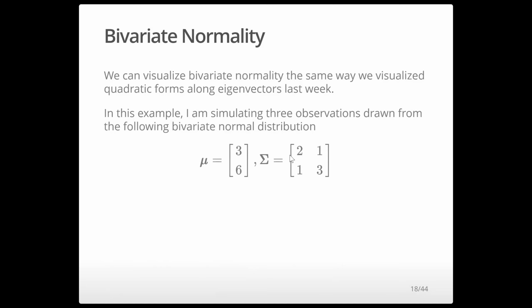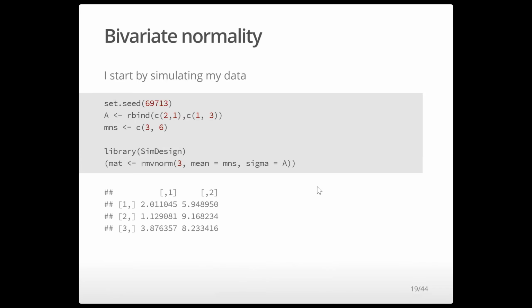And so we can visualize the bivariate normal density, or the bivariate normal distribution, the same way we visualized quadratic forms using eigenvectors last week. I'm going to use an example where I'm simulating 3 observations, drawn from a normal distribution with mean vector 3 and 6, and covariance matrix over here, variances of 2 and 3, and a covariance of 1. This is just an example. I'm just going to show you what 3 data points along the multivariate normal distribution look like, and hopefully this will make some of what we learned about last week a little bit more intuitive as well.